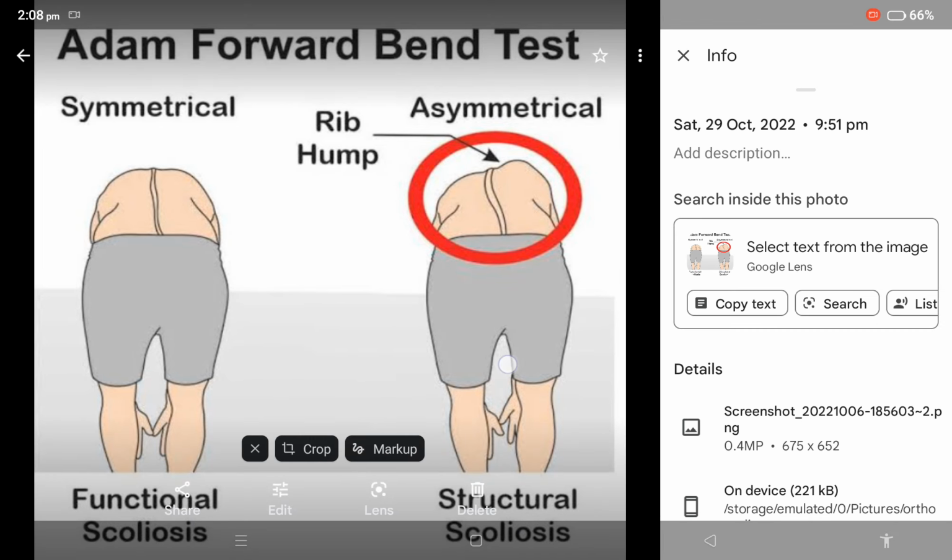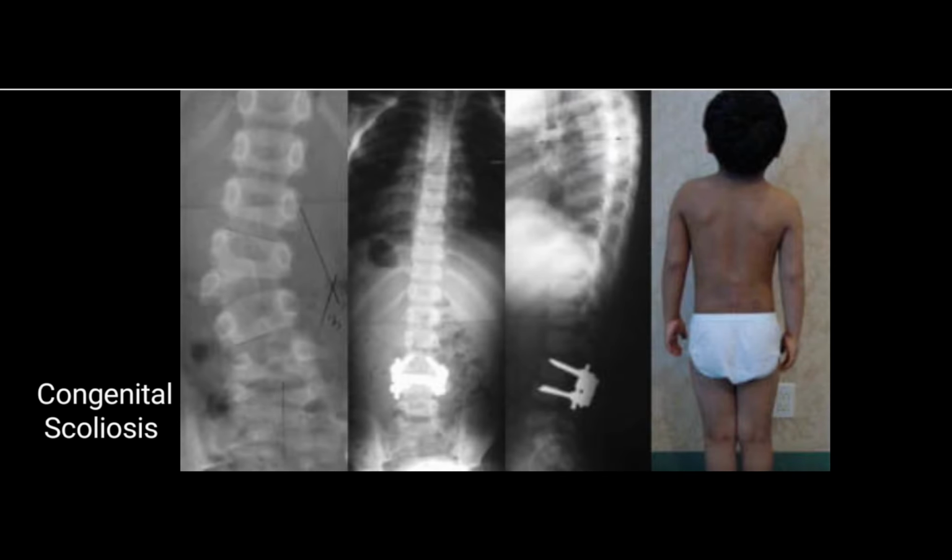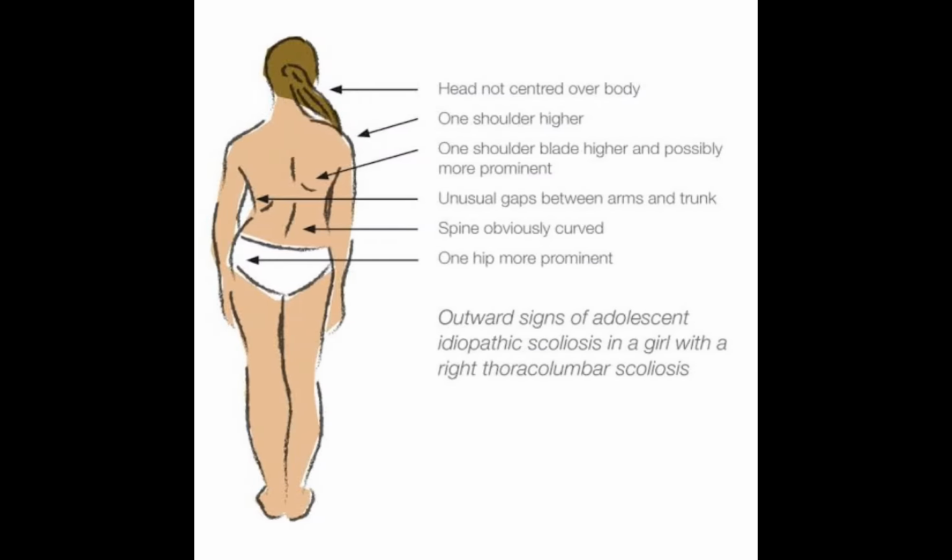Then the next image we see is showing congenital scoliosis. The child is presenting with scoliosis. The X-ray appearances we will be discussing.